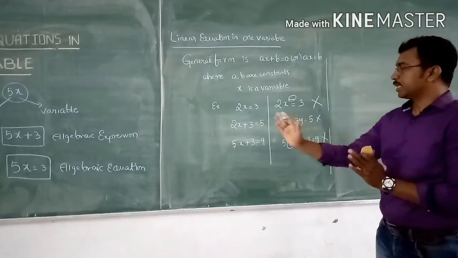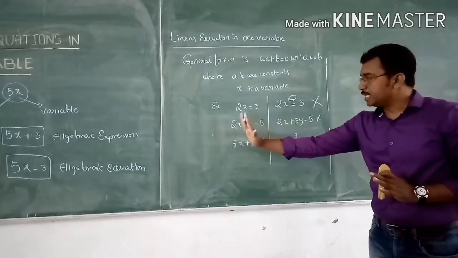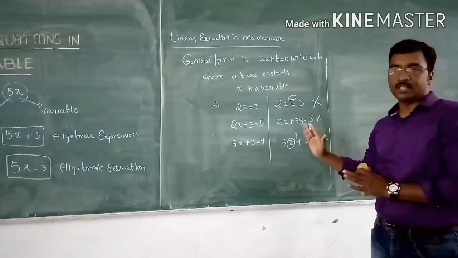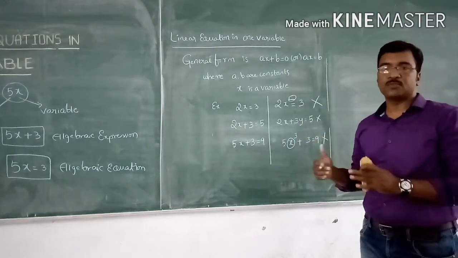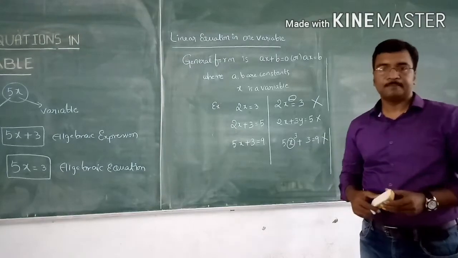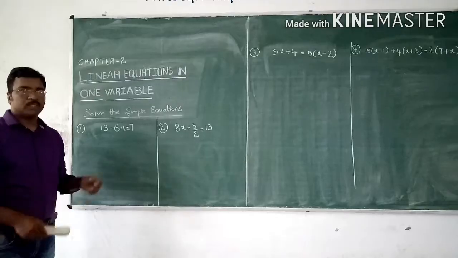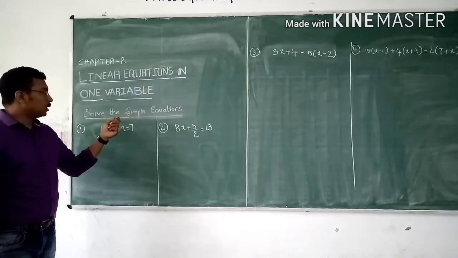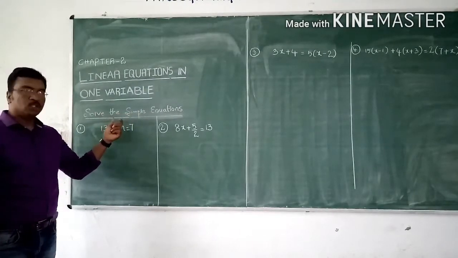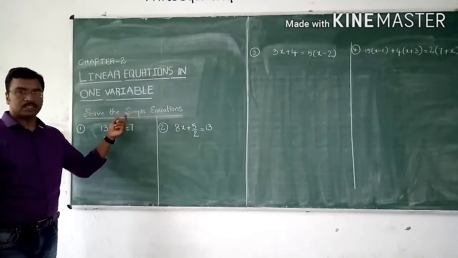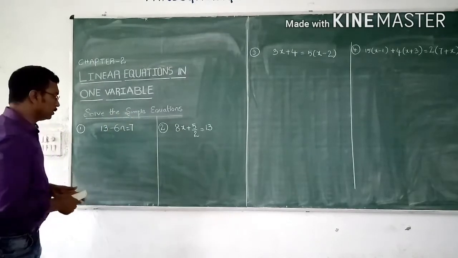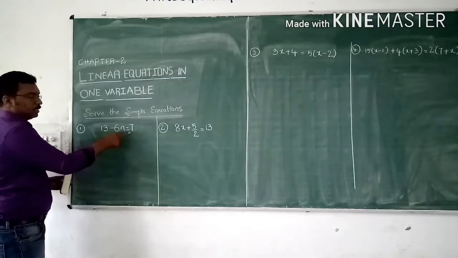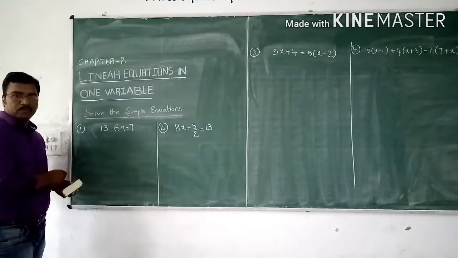From this we can clearly identify which is a linear equation in one variable and which is not. Now we will see the solutions for these linear equations. Students, we discussed linear equations in one variable. Now we are going to see the solutions of these simple equations. Here 13 minus 6n is equal to 7, a linear equation in one variable, is given.